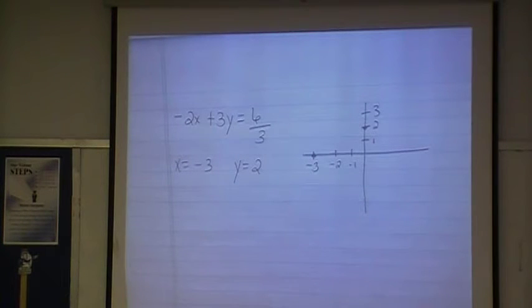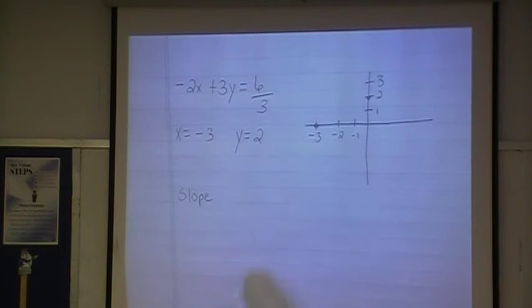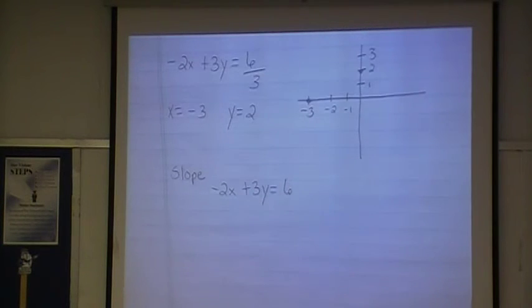Now, the last thing we're going to look at is the slope. I'm going to rewrite my equation: -2x plus 3y equals 6. Now, to find slope, there's a little song that I've come up with. It's a cute little song, and it's going to get stuck in your head, and you're going to be singing this song to yourself when you try to go to sleep. It's very simple. I want you to listen.